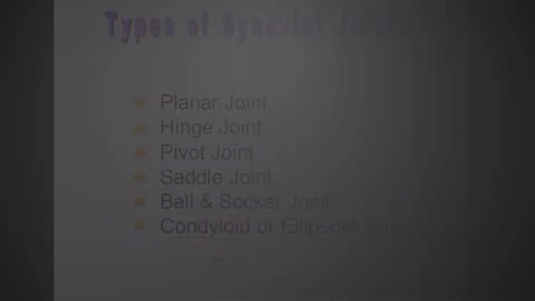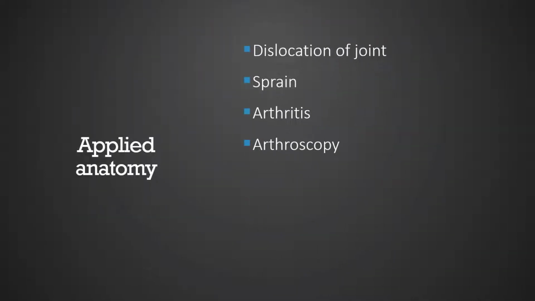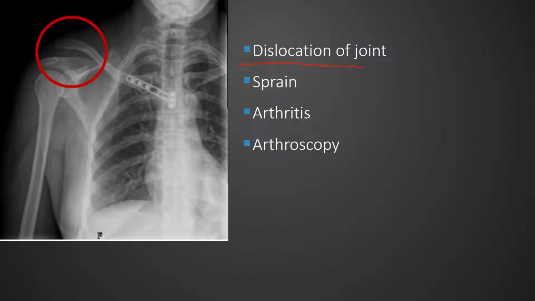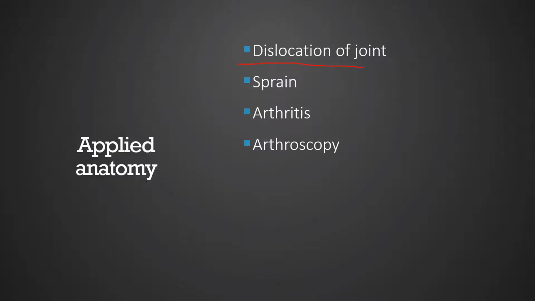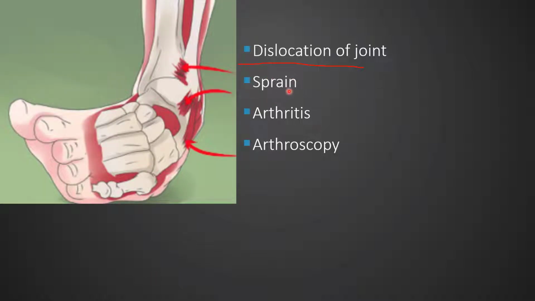Now let's discuss briefly the applied anatomy related to the joints. So first we have the dislocation of the joint. A dislocation, also called luxation, is often caused by a sudden trauma on the joint, for example an impact or a sudden fall, and it occurs when there is an abnormal separation between the bones present in the joint. A sprain is the stretching or tearing of ligaments, and the ligaments are the bands of fibrous tissue present between the bones, and most commonly the sprain occurs in the ankle, called an ankle sprain.